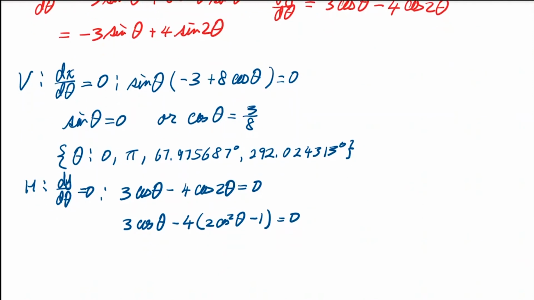Okay. So distributing, we have negative 4 cosine squared theta, and then plus 3 cosine theta, and then plus 4. Oh, I screwed up. This is 8. Good.